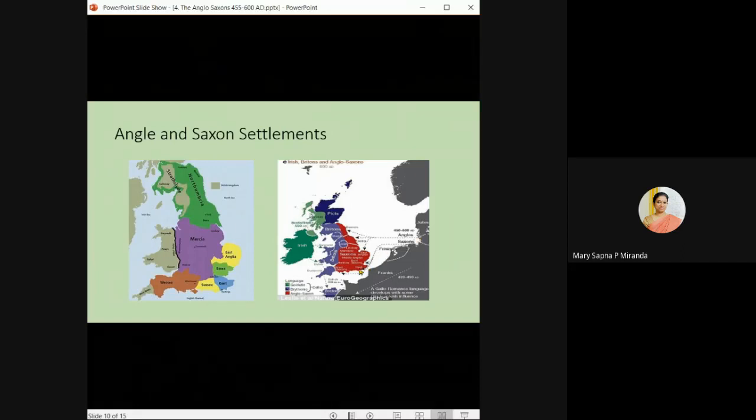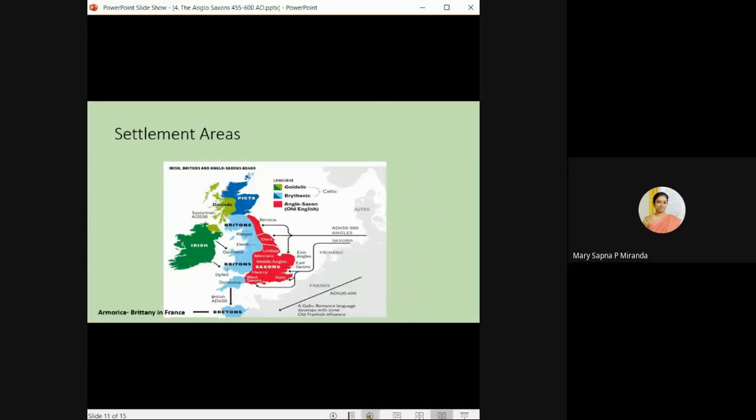So here is Kent. The Jutes came from here to here. And then you have the Saxons from this particular region coming to the southern region. And the Angles from this particular region moving on to the northern part of Britain. So again, a picture of the settlement areas.